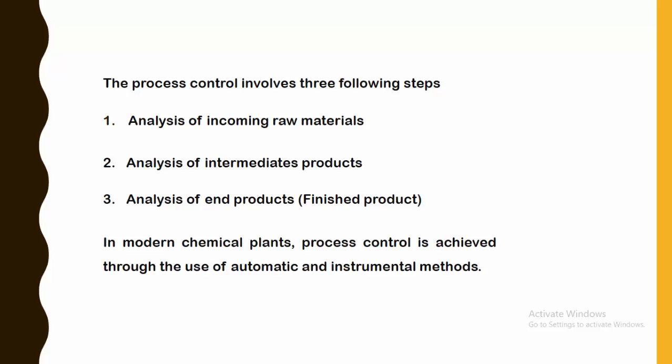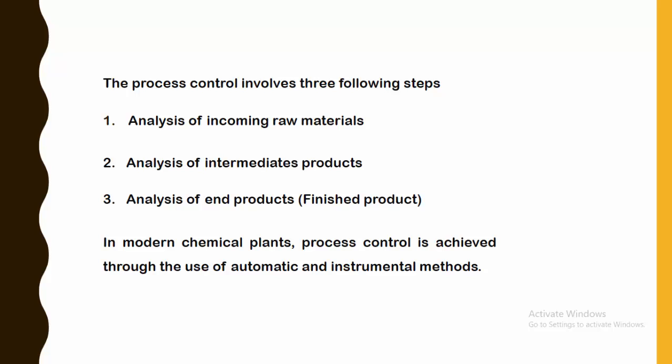Okay. Process control involves the main important steps. Here in this department also, the analysis of incoming raw materials, analysis of intermediates of products, and analysis of end products, that is nothing but the finished or final products, is undertaken. It is a must, because here the control of a product, whether the purity and standard specifications are maintained, is checked by analysis of incoming raw material, intermediates, and end product.